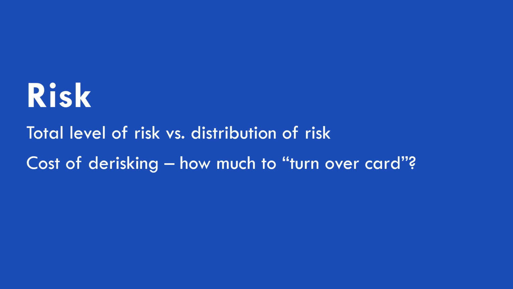There are a couple of important points here. Risk is not just the probability of technical success. It isn't just how likely a drug is to get approved, to be commercially successful, or succeed in phase 2. It's also important to think about the dollar-weighted risk: how much money and time does it take to turn over the card to address a particular risk? This feeds into the next concept, which is the difference between the total level of risk and the distribution of risk.